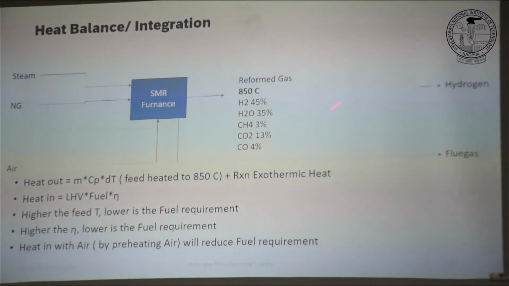So once again, for the sake of simplicity, we will not go into detailed calculation. We will need another 2-3 hours for that. But that's the typical composition of the product gas, what comes out from the reactor.